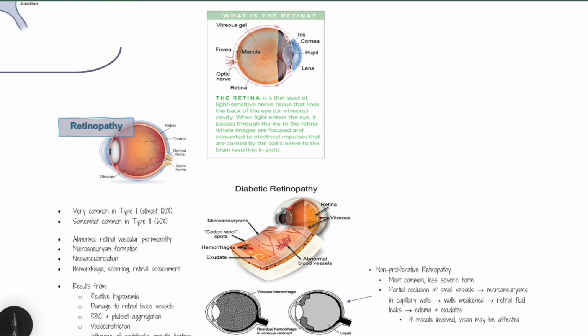To understand diabetic retinopathy, you need to have a very basic understanding of basically what the retina is.